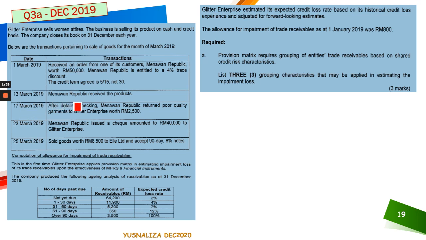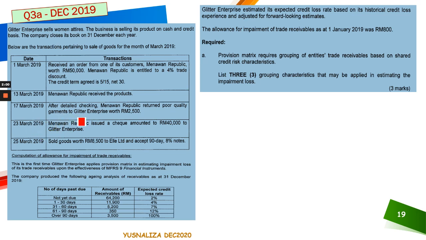And after detailed checking, Menawan returned some poor quality garments to us worth 2,500. So this is return inwards, also known as sales return. You should know the journal entry: debit sales return, credit account receivable Menawan.